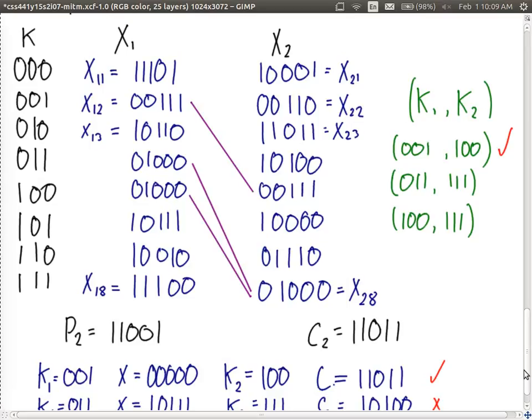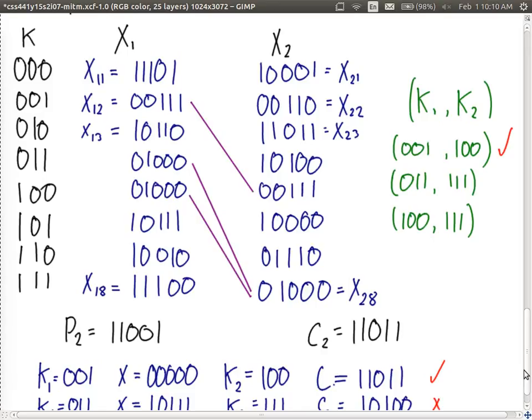Another, maybe more practical limitation, is that when they do the first brute force on K1, they get these eight values of X. They must store those eight values, because when they're doing the next brute force, they compare the generated value of X2 with those eight values of X1. Go through and check which one matches, and if you do get a match, you've got a potential key pair.